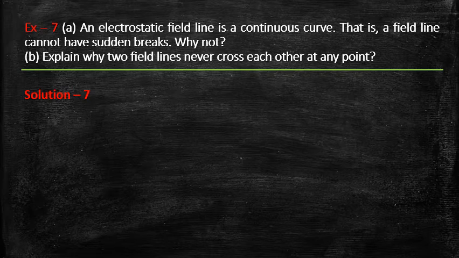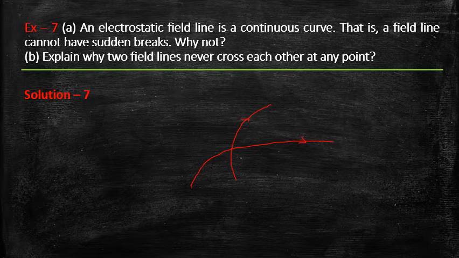Coming to the second one, why can two field lines not intersect? Now we know that when we have curves of electric field lines, at any given point when we draw a tangent, the tangent indicates the direction of the electric field at that point. Now if you have two electric field lines intersecting, suppose you have one electric field line going like this and another electric field line going like this.